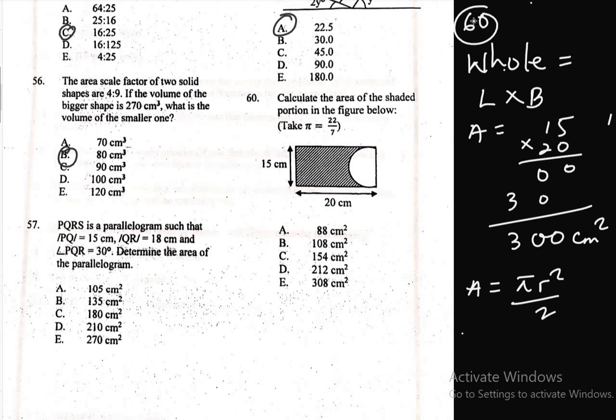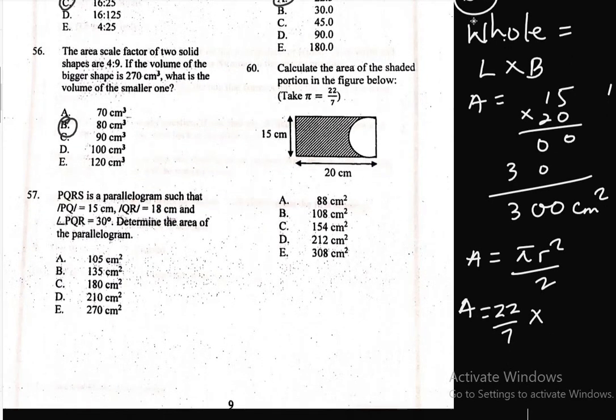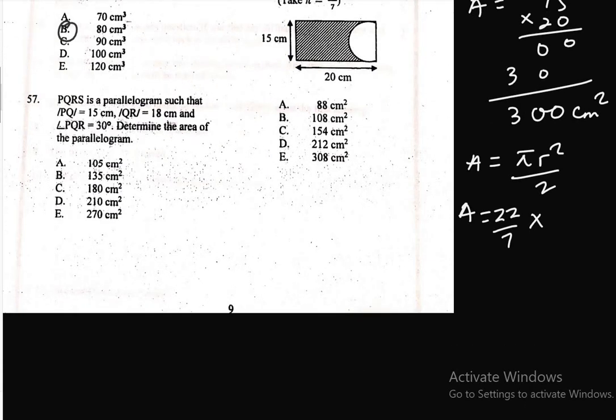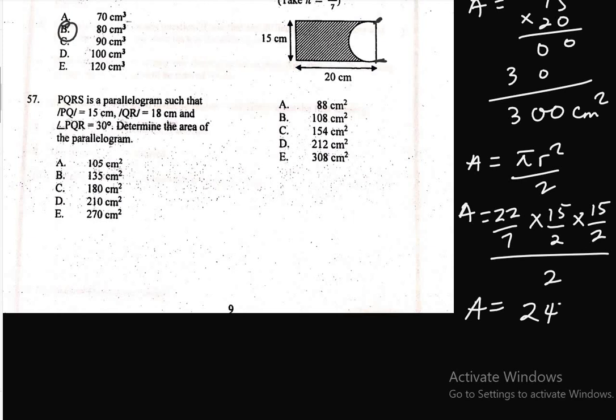Alright, so the area is pi, which is 22 over 7, the mathematical constant, times the radius. What is the radius? Now let me show you what the radius is. This is the diameter. Radius is half of the diameter, so it's going to be 15 over 2. Divide the diameter by 2. The radius is squared, and divide it by 2 again. If you solve for the area, it's going to give you about 247.5.